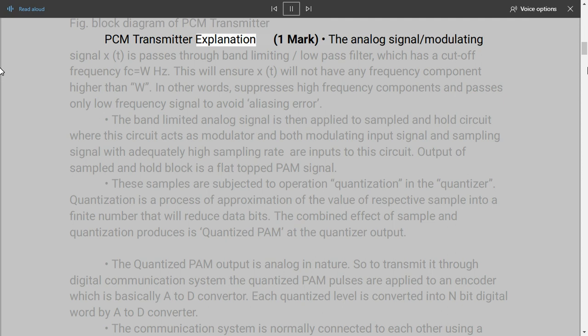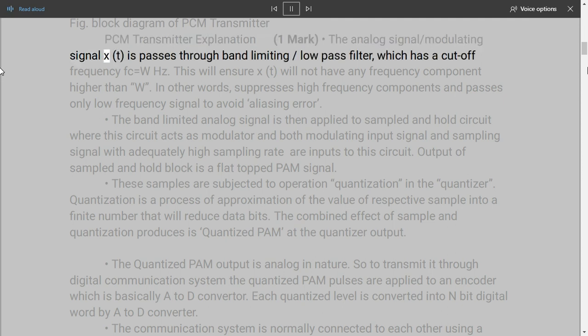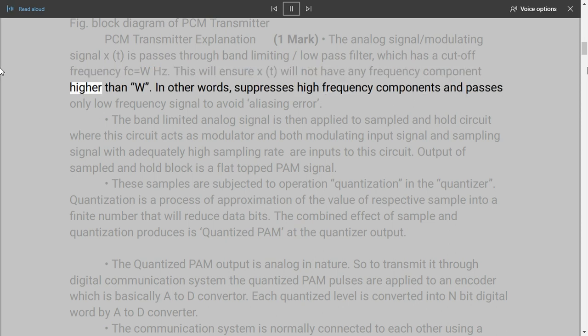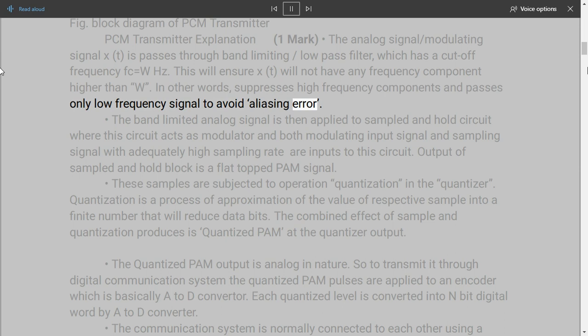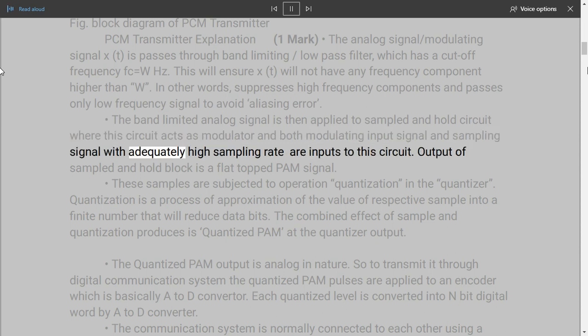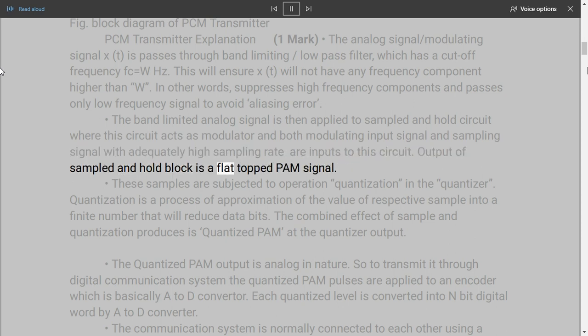The analog signal/modulating signal x(t) passes through a band limiting/low pass filter, which has a cutoff frequency fc equals W Hz. This will ensure x(t) will not have any frequency component higher than W. In other words, it suppresses high-frequency components and passes only the low-frequency signal to avoid aliasing error. The band-limited analog signal is then applied to the sample and hold circuit, where this circuit acts as a modulator, and both the modulating input signal and the sampling signal with adequately high sampling rate are inputs to this circuit. Output of the sample and hold block is a flat-topped PAM signal.